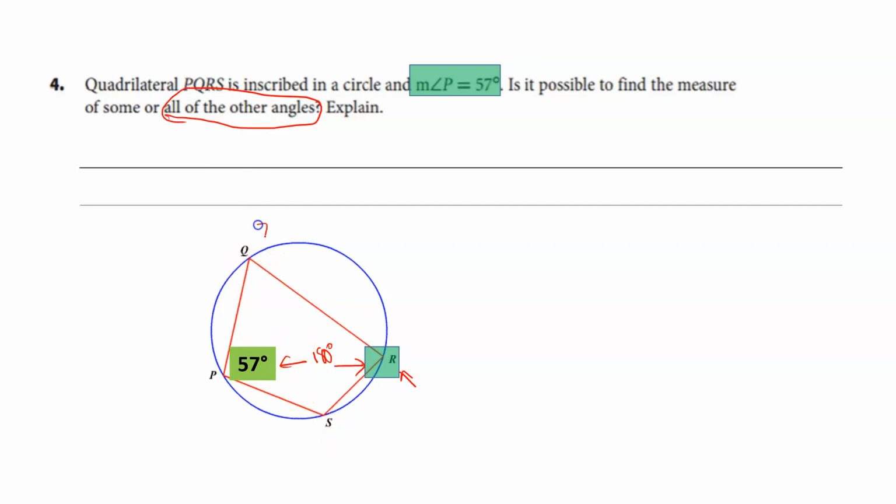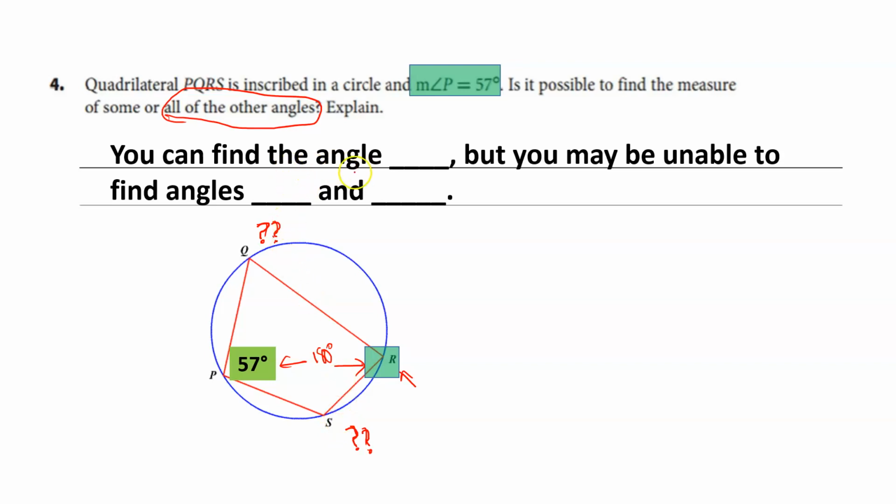But they don't tell me anything about Q. They don't tell me anything about S. Like, nothing. By the way, those are question marks. Let me make those question marks a little bit more questionable, if that works. But I don't know. And they have to tell me one of them so I can find the other one, right? So unfortunately, I could find one of the angles, angle R, but I may be unable to find angle Q and S. Oh, sad.